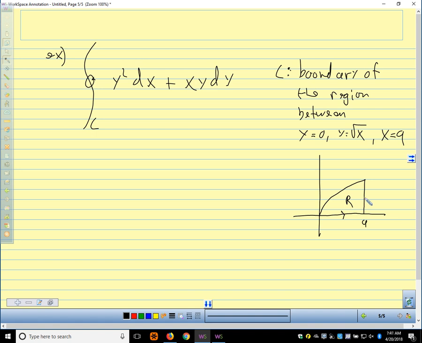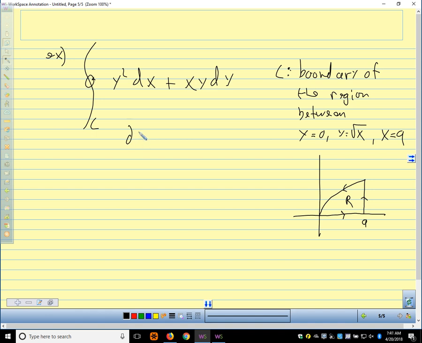This is our boundary. We have a piecewise smooth, simple closed curve bounding a simply connected region. So the other way that this question could be asked is find the work done by this field moving a particle around that closed path. Or we're going to use Green's.